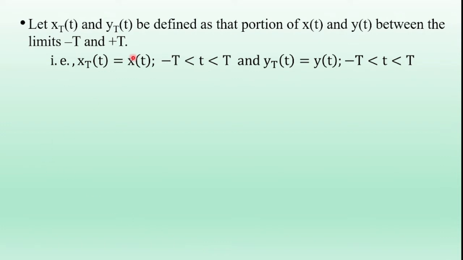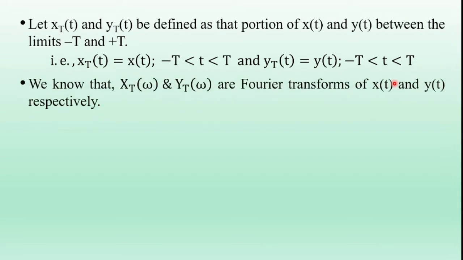Let x_T(t) and y_T(t) be defined as the portion of the signals x(t) and y(t) between the limits minus capital T and plus capital T. That is, x_T(t) is equal to x(t) over minus T to plus T, and y_T(t) is equal to y(t) over minus T to plus T.